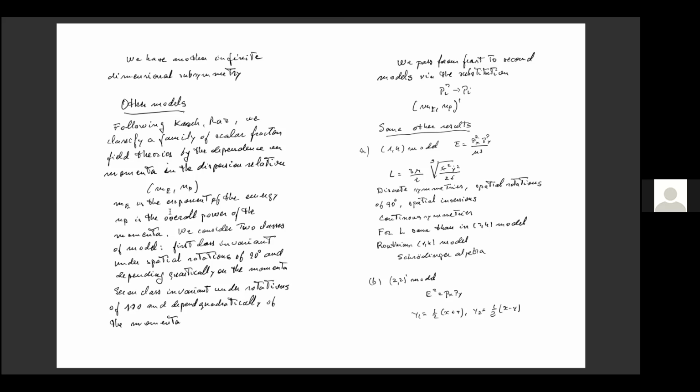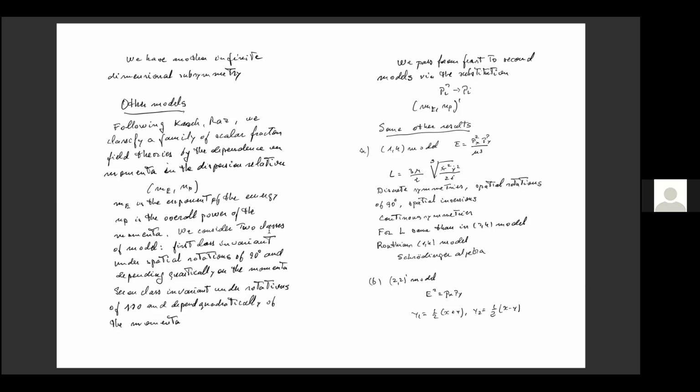Now, in our paper, we do a collection of other models, other fracton models, following the terminology of Karch and Raz, given by this pair ME and MP, where ME is the power of the energy, and MP the power of the momentum. In that sense, this is twofold, okay?